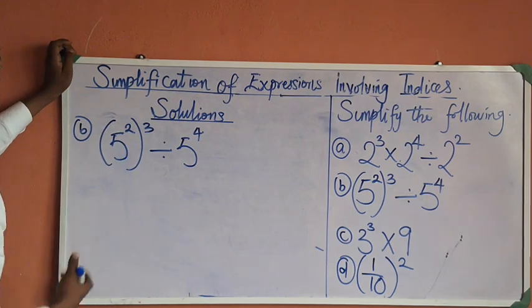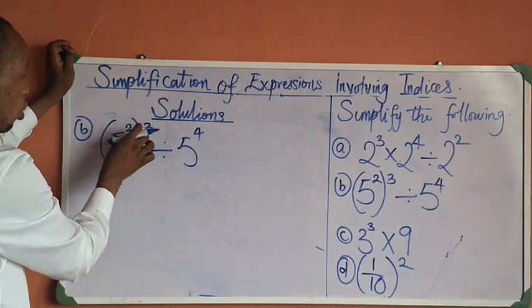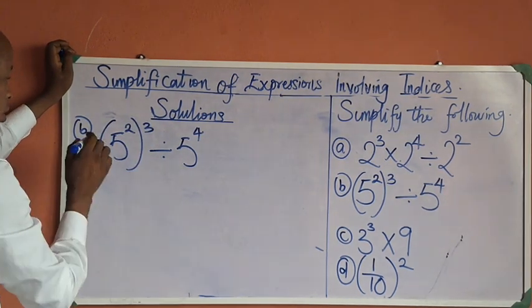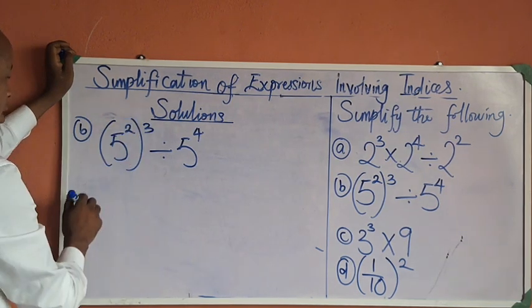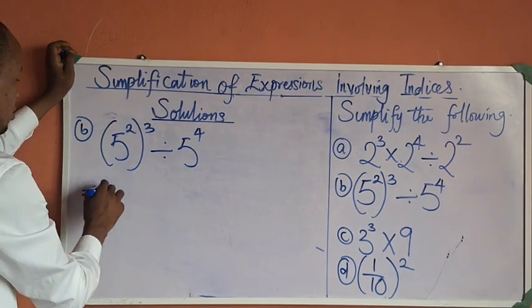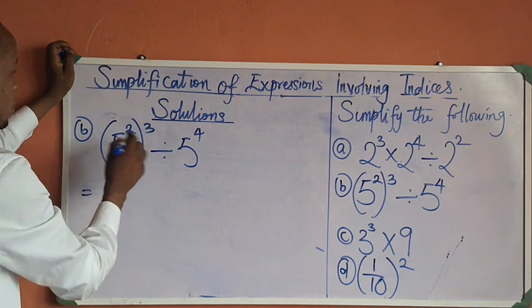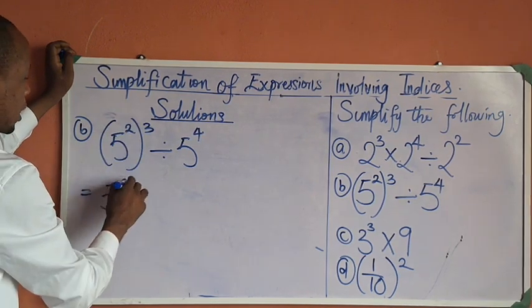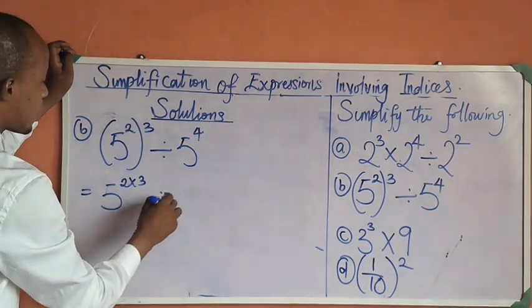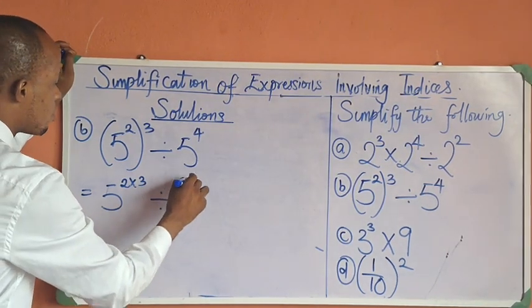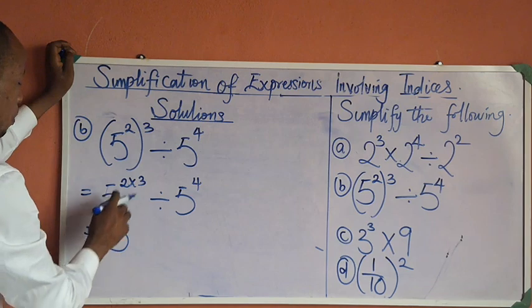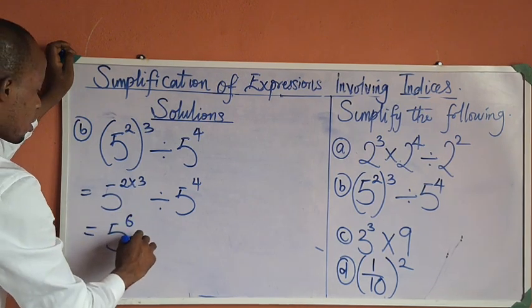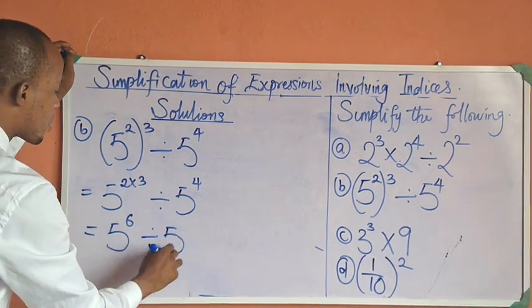So we're going to be applying the power of power law on this first part of the question, which means we'll multiply the power in the bracket by the power outside the bracket. So the answer equals 5 raised to power 2 multiplied by 3 divided by 5 raised to power 4. So going forward, I have 5 raised to power 2 times 3, which is 6, divided by 5 raised to power 4.